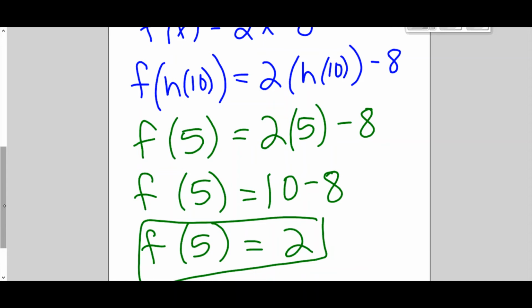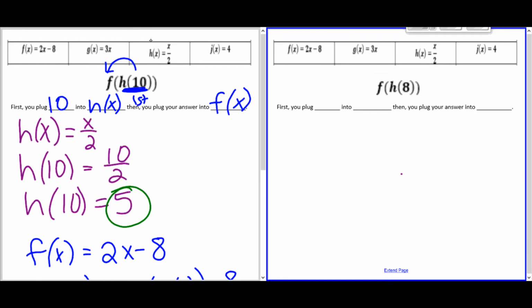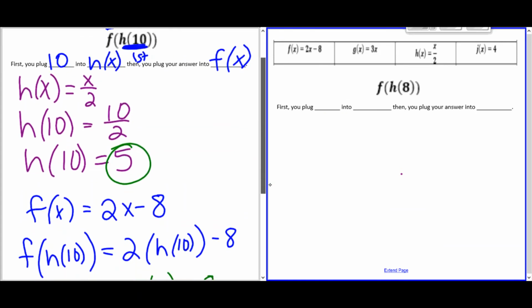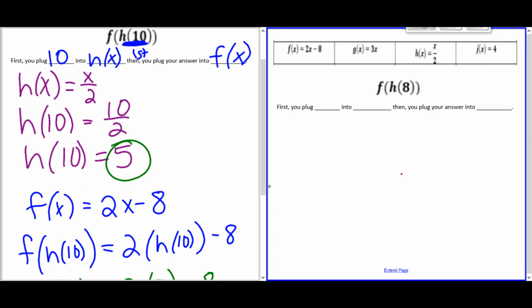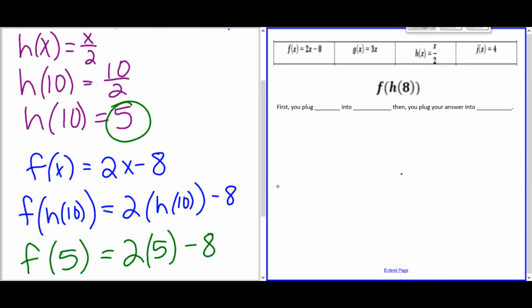So go ahead and pause if you need to copy that down. So I want you to try this example on your own. I will make this so you can see the one I just did. So take a minute, try that one on the right. Pause the video and try the one on the right. So hopefully you gave that one a try. If you have questions on that one, please make sure you contact me.